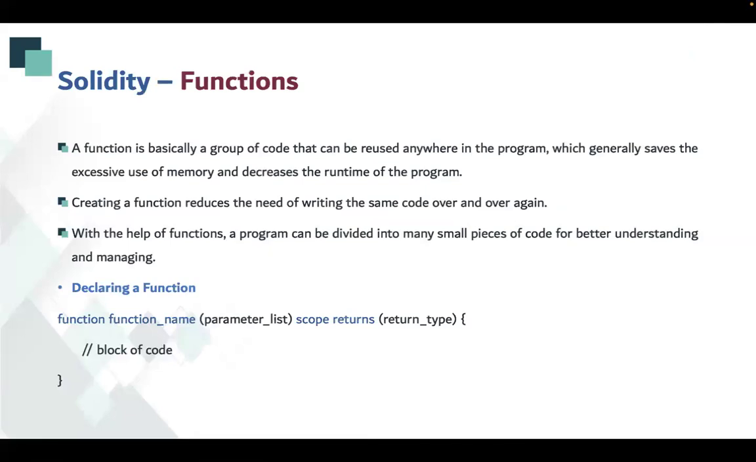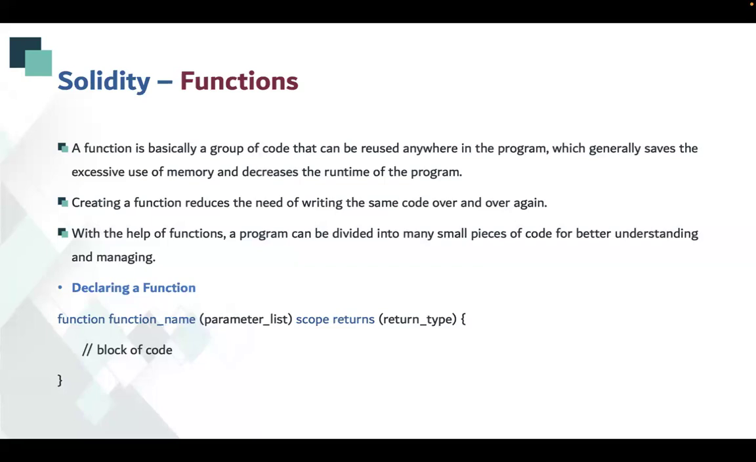A function in Solidity is a reusable block of code designed to perform a specific task within a smart contract. Functions help in managing and reducing code redundancy and memory usage, which is important for efficient smart contract development.